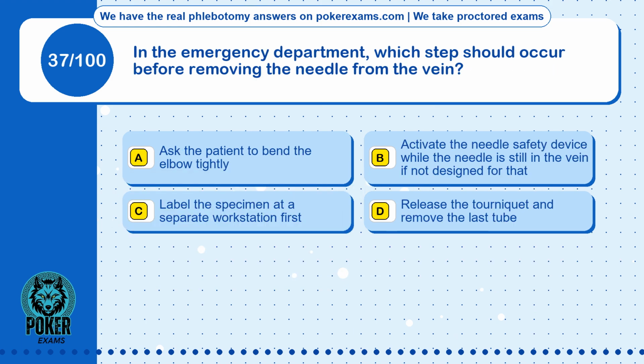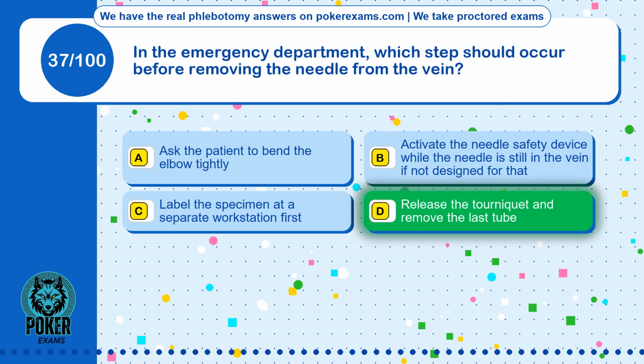Question 37. In the emergency department, which step should occur before removing the needle from the vein? Option A. Ask the patient to bend the elbow tightly. Option B. Activate the needle safety device while the needle is still in the vein if not designed for that. Option C. Label the specimen at a separate workstation first. Option D. Release the tourniquet and remove the last tube.